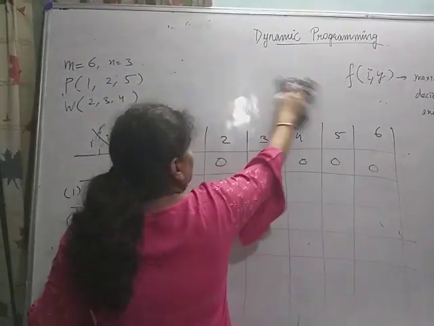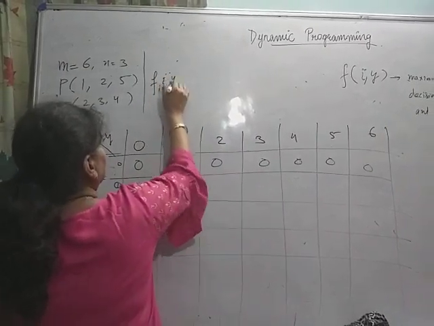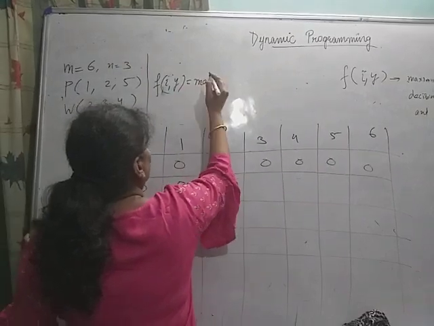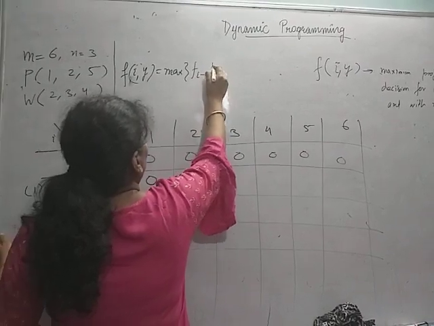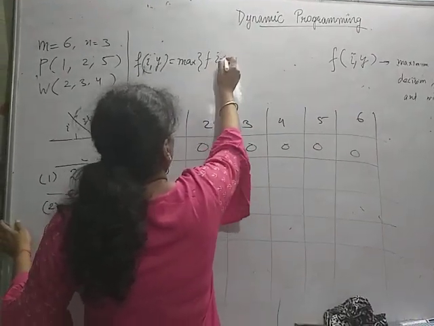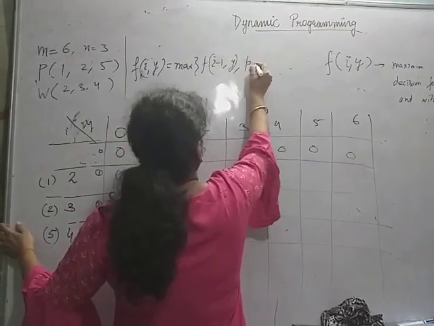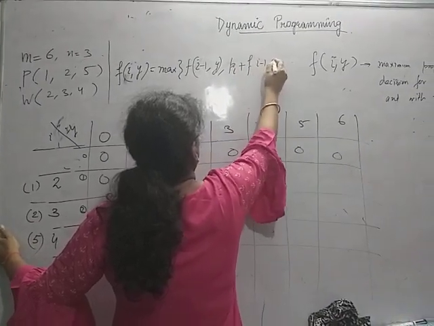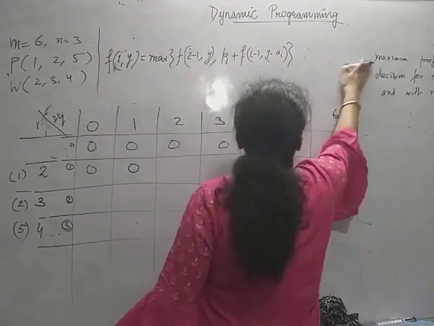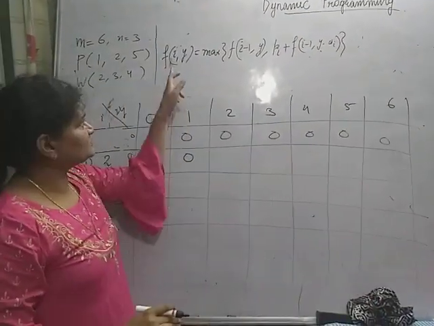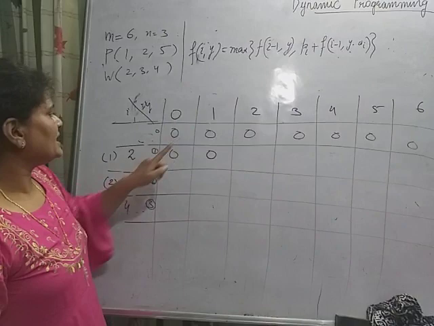Keep in mind for this entry that F i y equals the maximum of F i minus 1 y, and p i plus F i minus 1 of y minus wi. I have to use this formula. So here y is 1, and i is what?